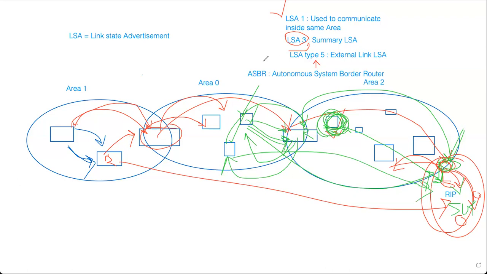So let me write that down. This is also a CCNP concept. It is generated by ABR to provide a route to ASBR when a regular router is trying to reach outside of area.